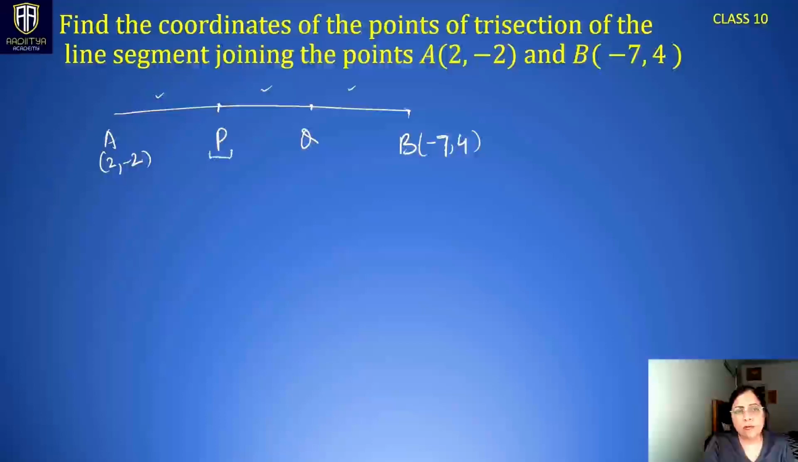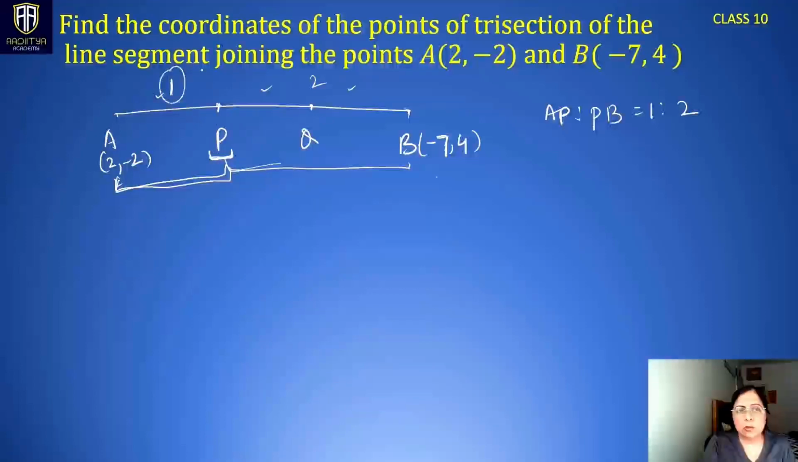Okay, now first of all, we have to find P. You can see that if we forget about this point Q right now, what is the ratio of AP and PB? Since I have located Q here, forget about Q right now, AP and PB. If we are talking about AP, AP represents one part and PB represents two parts. So the ratio of AP and PB becomes 1:2. That means P is dividing AB in the ratio 1:2.